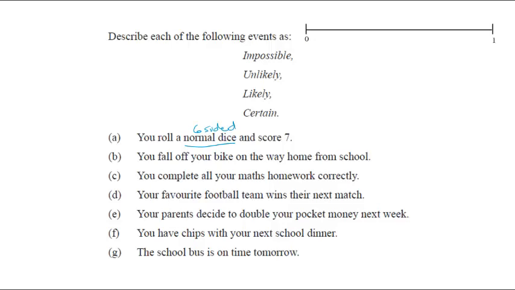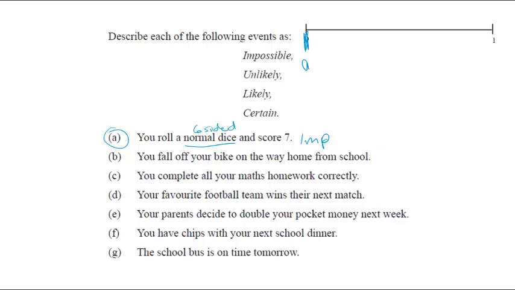So for you to get a score 7 is quite literally impossible. If I had to place A on the scale on the top right hand corner, I would place A over here as being completely impossible. A 6-sided dice cannot give me 7.